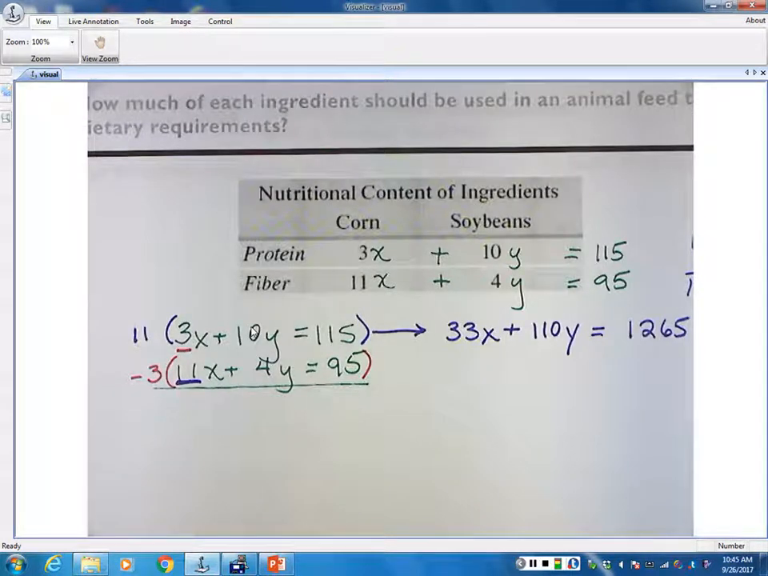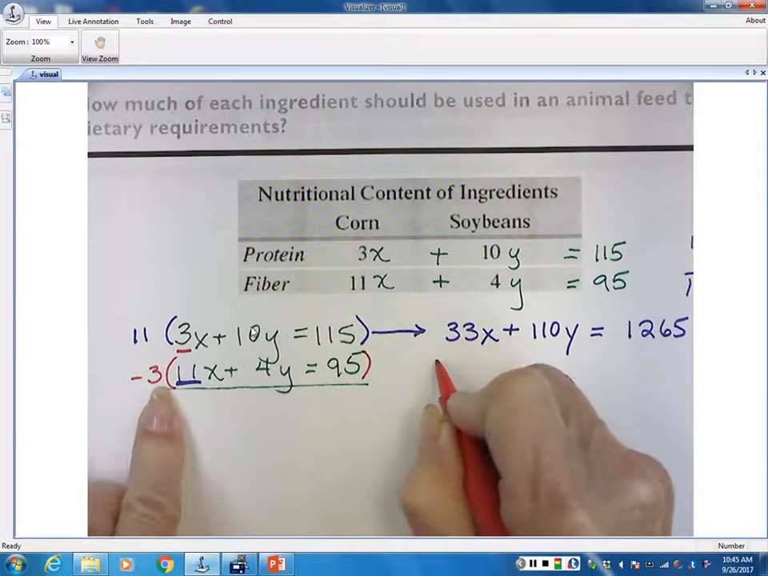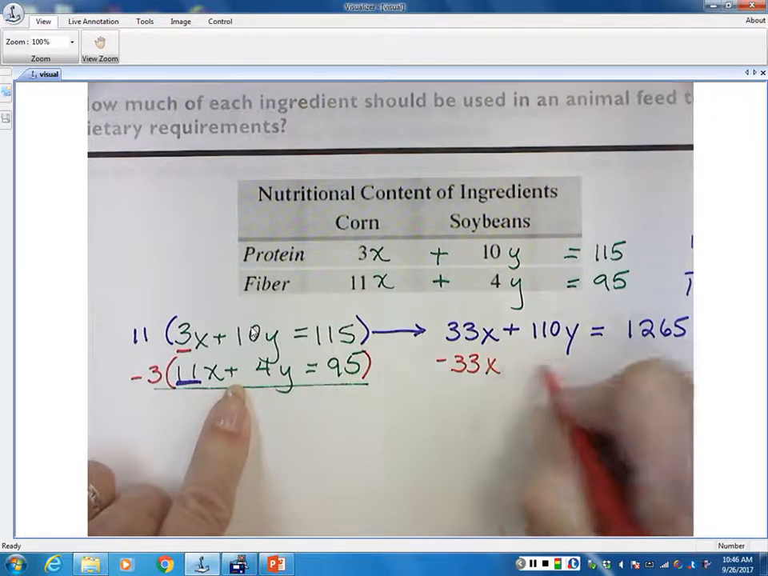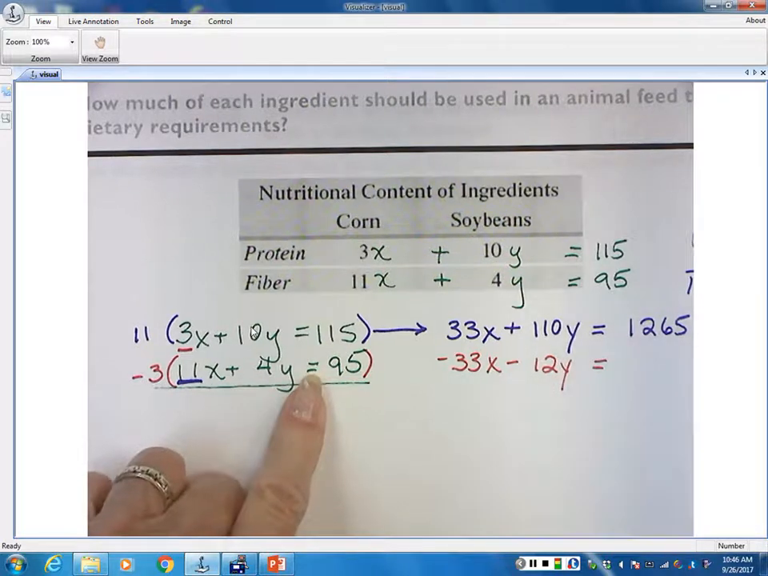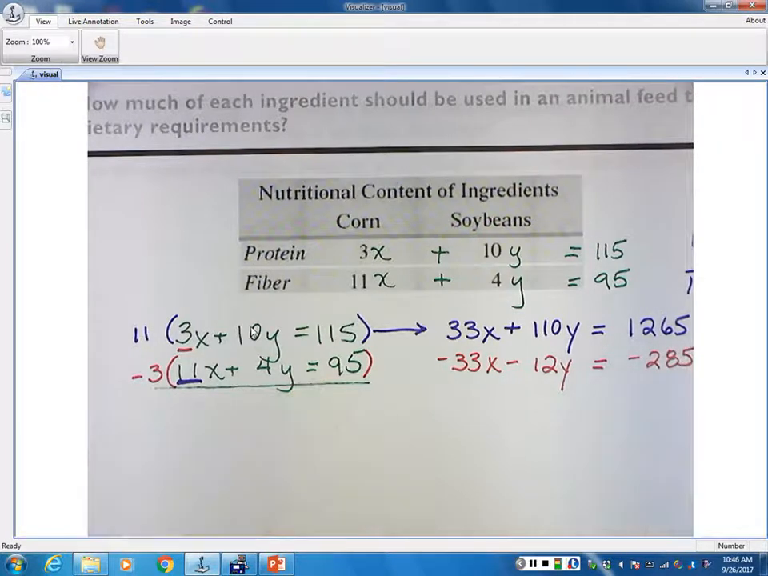And then I'm going to go through with the second equation. Negative 3 times 11 is negative 33x. Plus negative 3 times 4 is negative 12y equals, and negative 3 times 95 is negative 285. You can double check that arithmetic on your calculator. So this is the same thing we've always done in algebra before. You can multiply all the way through an equation by a number and it doesn't change the equation. It doesn't change whether or not it's true.